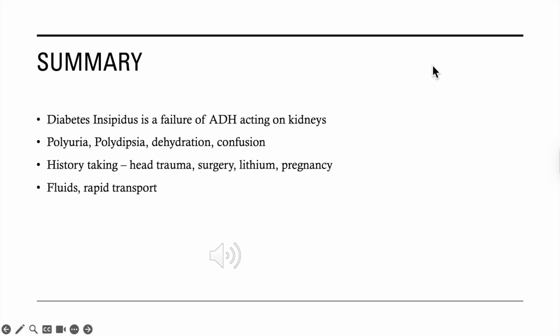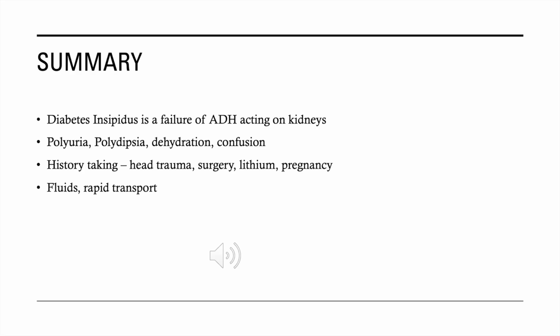In summary, diabetes insipidus is where the body does not produce enough ADH or the kidneys fail to respond to it. This results in an inability to retain water and concentrate urine. Patients presenting with polyuria, polydipsia, dehydration and confusion could have diabetes insipidus. A BGL should be taken to rule out diabetes mellitus. Renal and neurological complications could also present with similar symptoms.